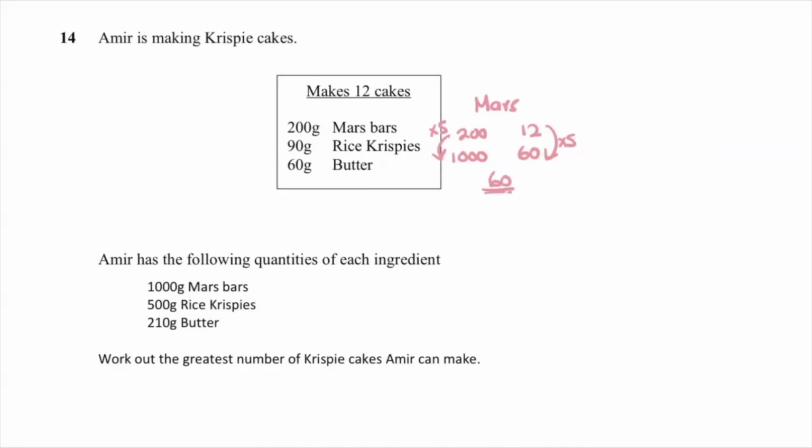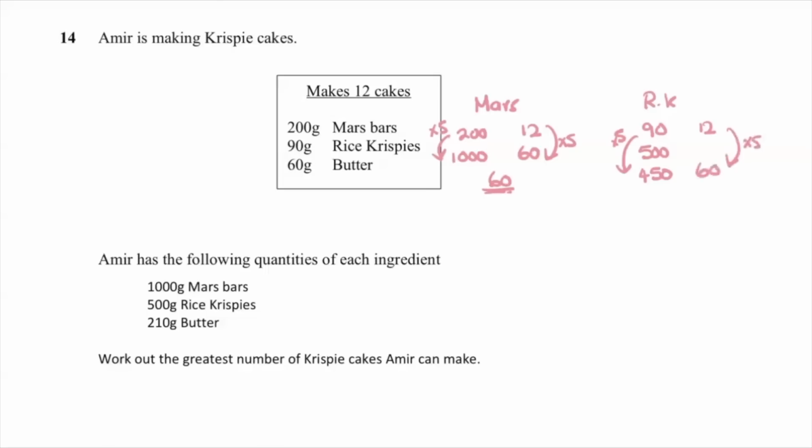Now we need to check the others. So let's look at our Rice Krispies. We know from the recipe that 90 grams will make 12. We're being told he's got 500. Now I'm just going to think about the 9 times table and get as close as I can to that 500. So 9 times, and it's 5 again, will get me to 450. So I'll just do the same on this side.